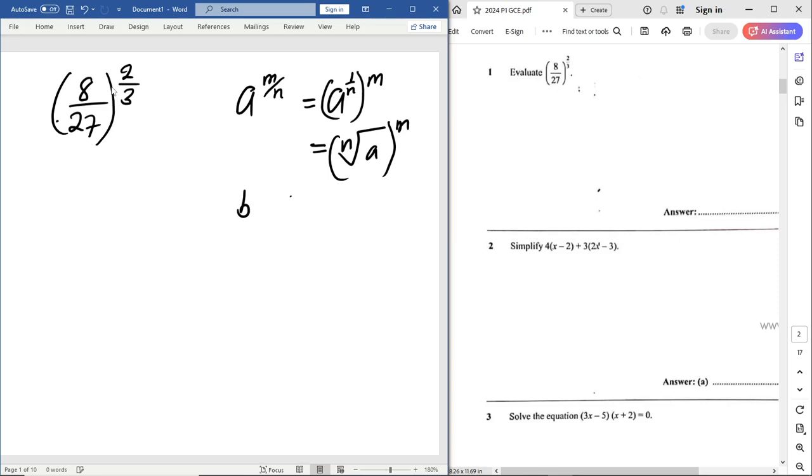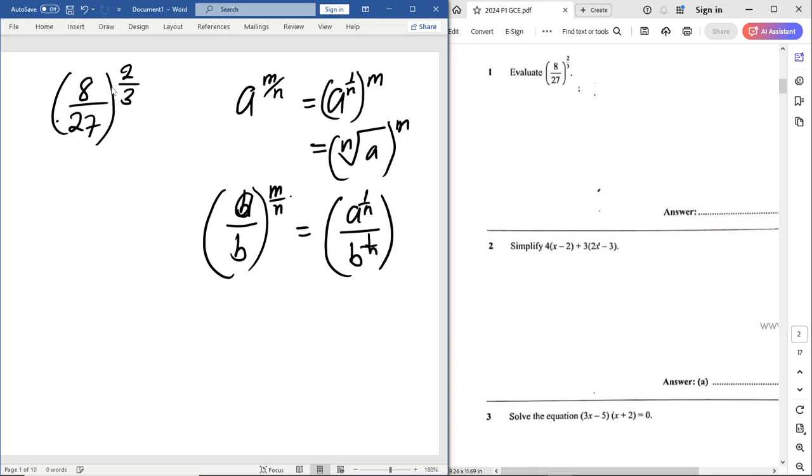So if you have a over b to the power m over n, this here is simply going to be a to the power 1 over n divided by b to the power 1 over n, and we have our m outside there. So here it's the same as we're looking for the nth root of a divided by the nth root of b and everything to the power m.